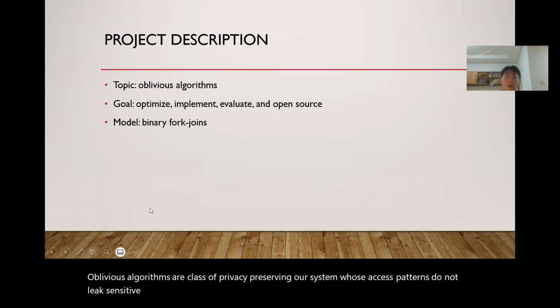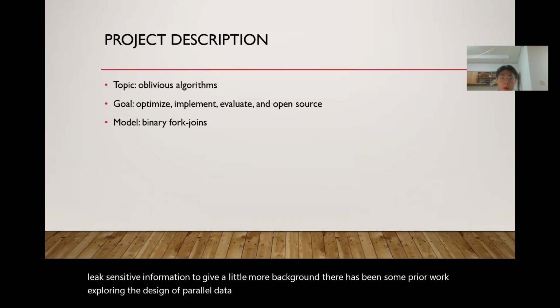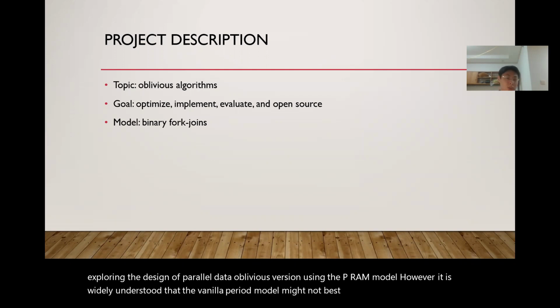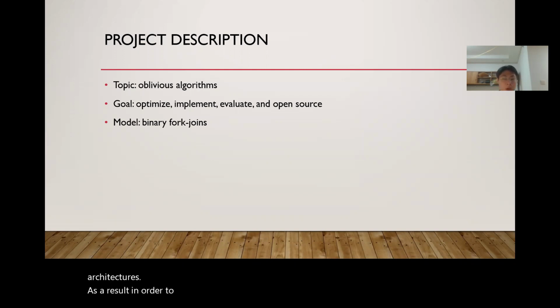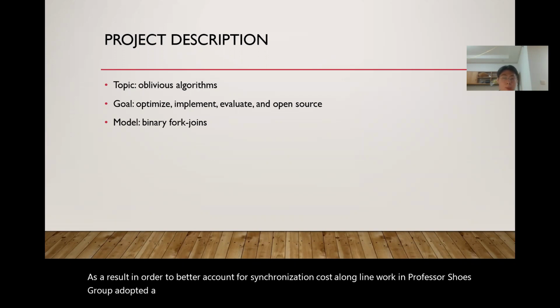To give a little more background, there has been some prior work exploring the design of parallel data oblivious algorithms using the PRAM model. However, it is widely understood that the vanilla PRAM model might not best capture modern multi-core architectures. As a result, in order to better account for the synchronization cost, a long line of work in Professor Shi's group adopted a multi-threaded computation model in which parallelism is expressed through paired fork and join operations.